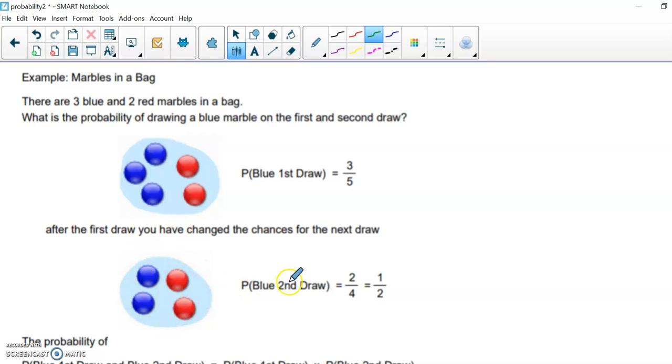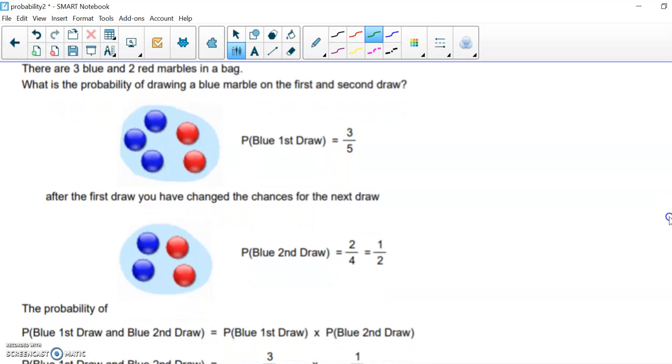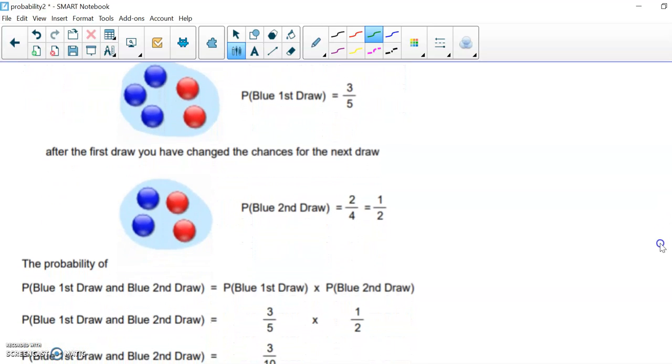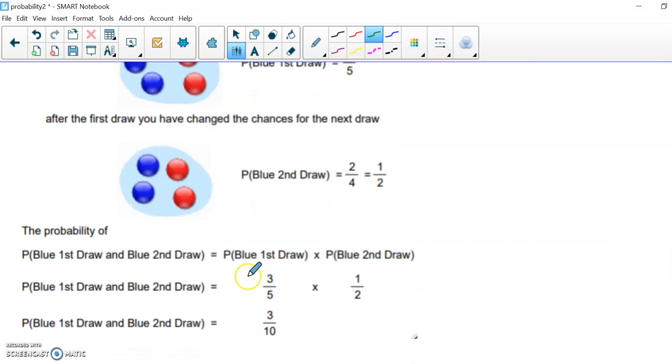So what's the probability you'll pull a second blue marble? Now there's only 2 blue, and there's only 4 total. So it's 1/2. So what's the probability that you'll pull 2 blue marbles without replacing it? We said the first time was 3 out of 5. The second time was 1 out of 2. You multiply those together and you get a total of 3 out of 10. Okay. That's called dependent events. It depends on what happens the first time.